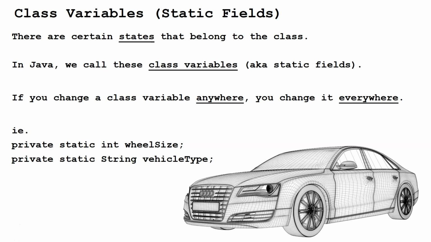Alright, so let's talk about class variables. These are static fields, and these are states that belong to the class. In Java, we call these class variables, or sometimes static fields. Understand, if you change a class variable anywhere, you change it everywhere. So if we change the wheel size anywhere in any instance, or the class itself, it'll change all instances. Since the wheel size belongs to the class, it changes it everywhere. Same thing with vehicle type. We change it in one place, it gets changed everywhere.